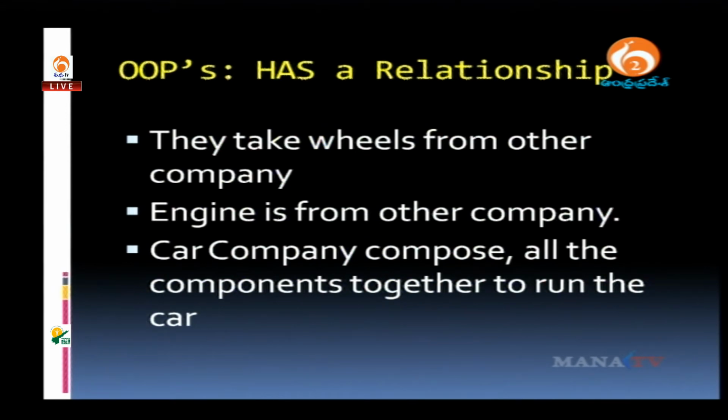They take wheels from other companies like MRF, and the engine from other companies like Fiat. A car company, here Maruti, only composes all the components together to form a single unit, a single object, to run the car. They take wheels, engines, and seat covers from different companies, their vendors, and compose all the components to build a car and to run a car.